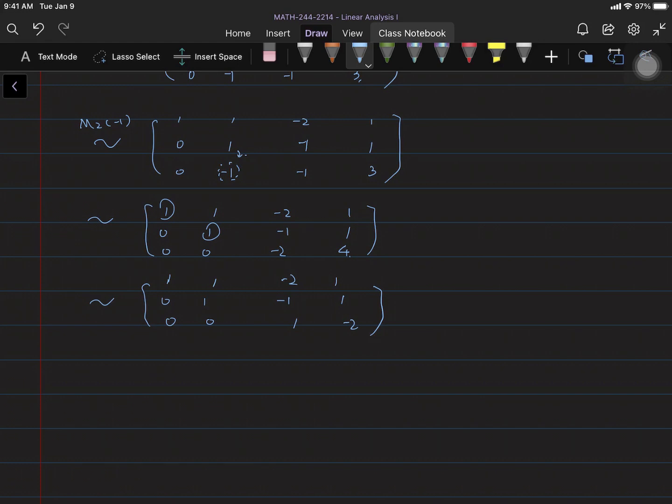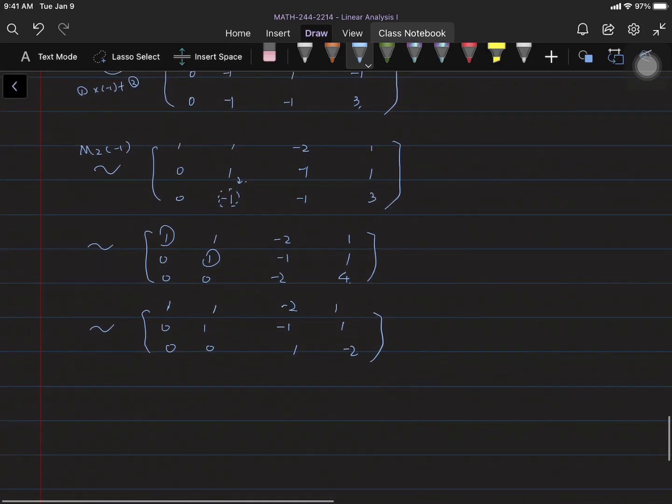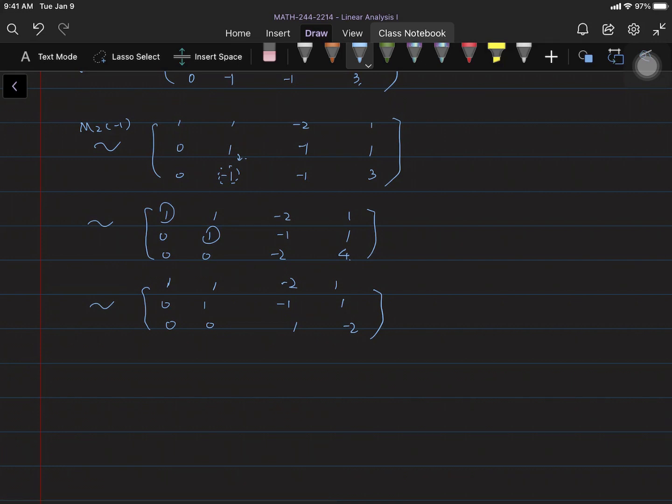You have to practice a lot. Please do all the homework problems, because for the whole chapter, like this one, this chapter 2, chapter 3, we just use a lot of row operations. Okay, and we can stop here in this section.